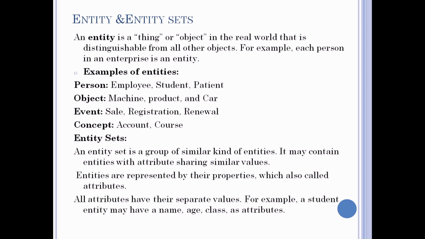For example, if you take a student entity, it has different kinds of attributes. What are those attributes here? Name of the student, age of the student, class of the student, email address of the student, course of the student, registration number, and the examination details. These are all features for defining an entity.